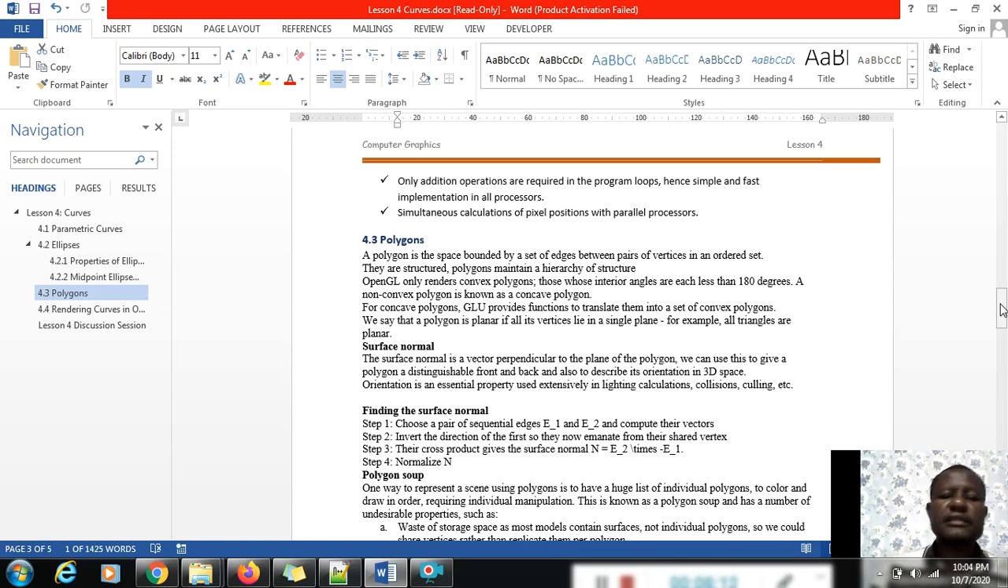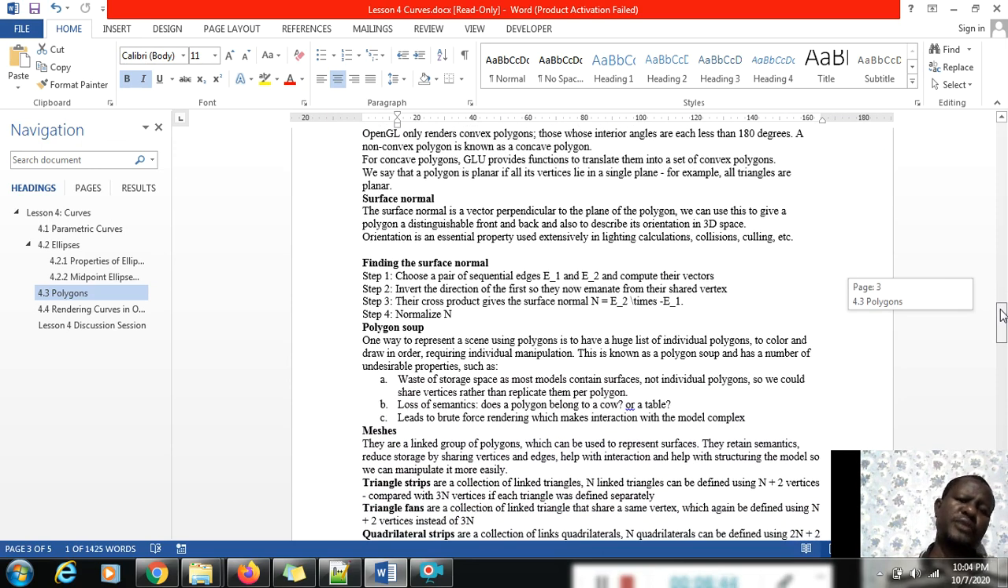As long as these internal angles are convex, in the sense that they are not greater than 180 degrees. OpenGL does not deal with concave polygons, and it is hard to think of a polygon where the internal angles are greater than 180 degrees.